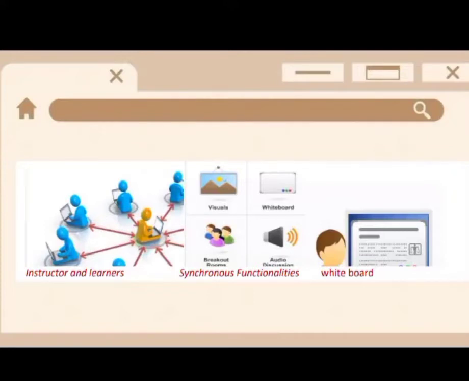Next one is text-based chats. They can be used by the trainer and a participant in an interactive mode. Next comes chat. The participants can text a message to interact.